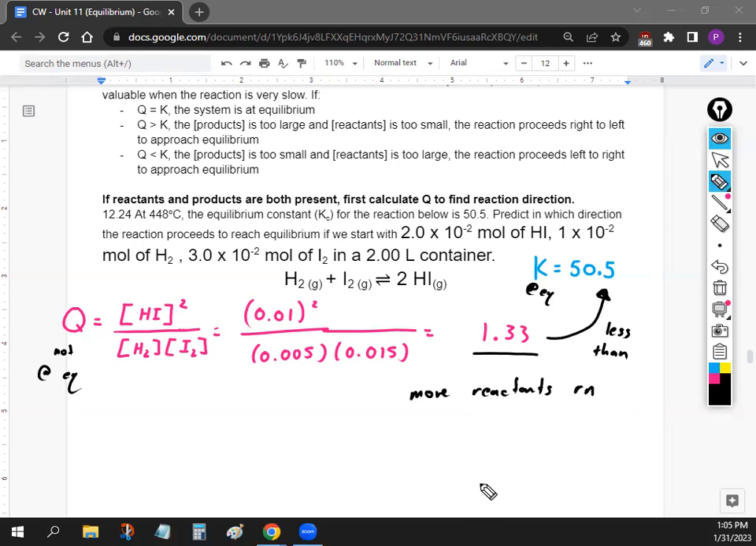Okay, so in order to get to equilibrium, we need to make more what? Yeah, we need more product. So if we need more product, which way is the reaction going to proceed? Yeah, we're going to go right.